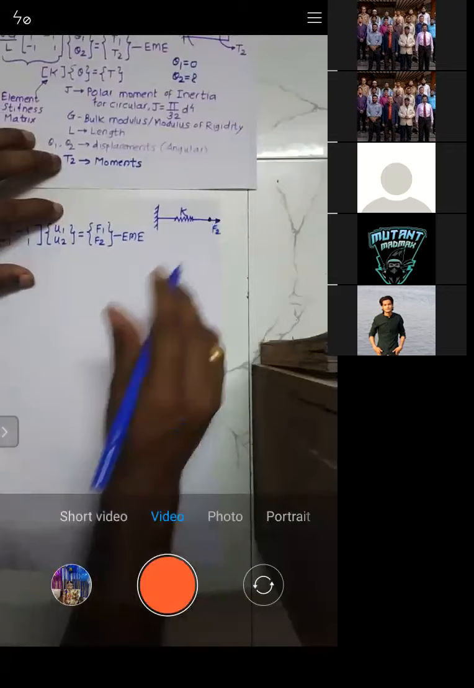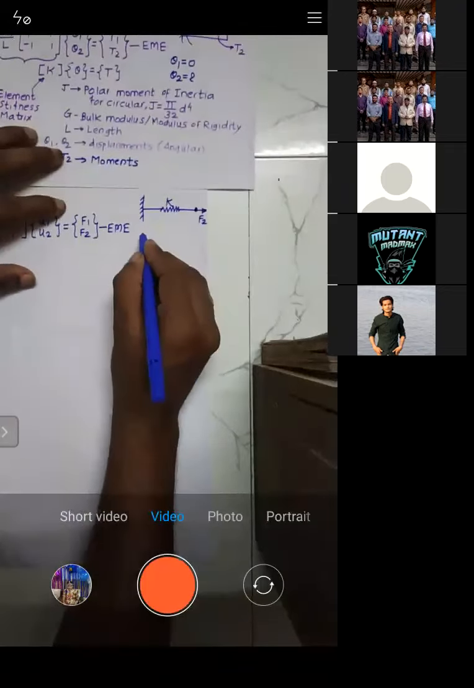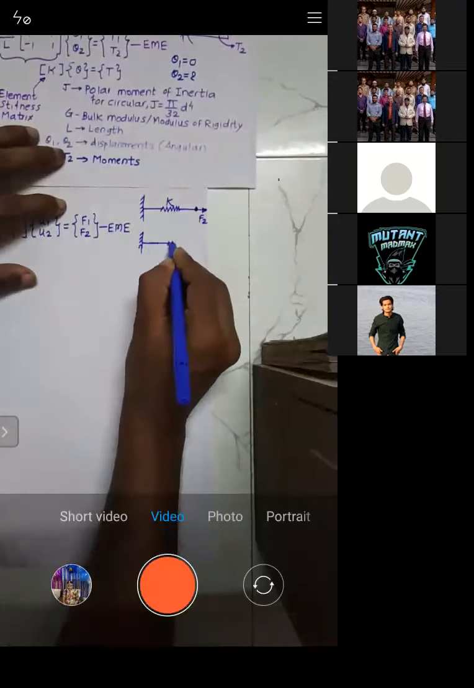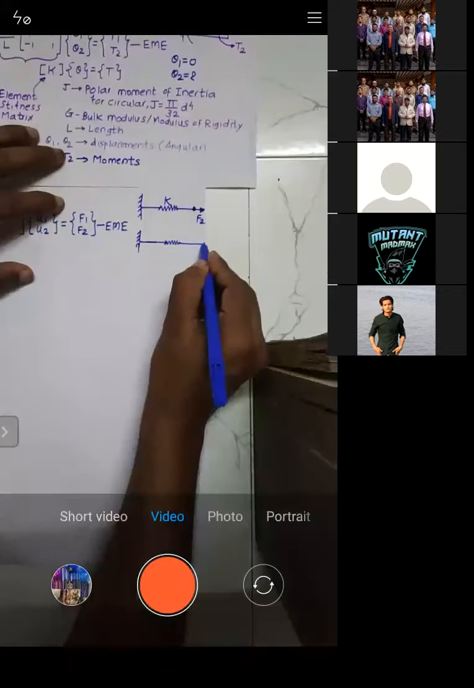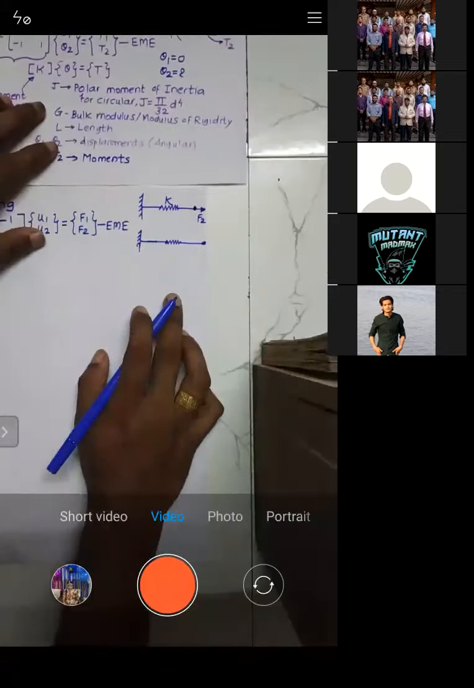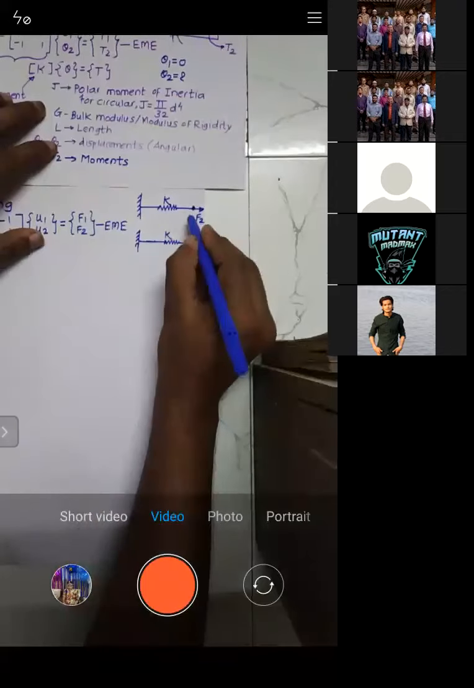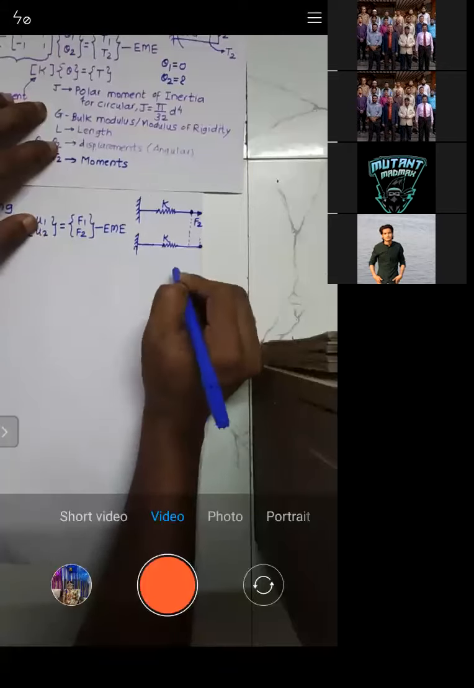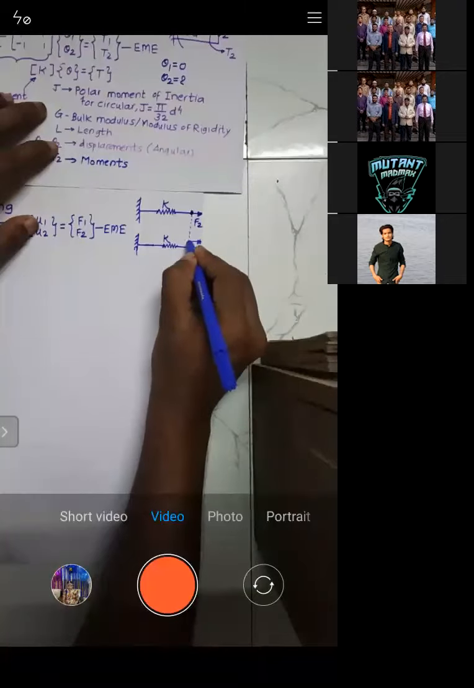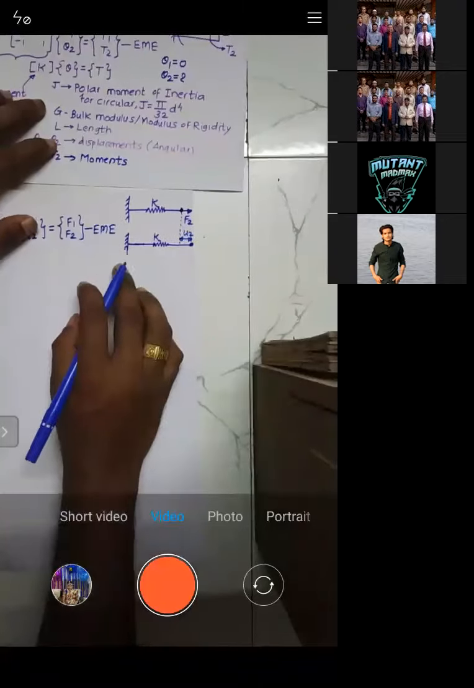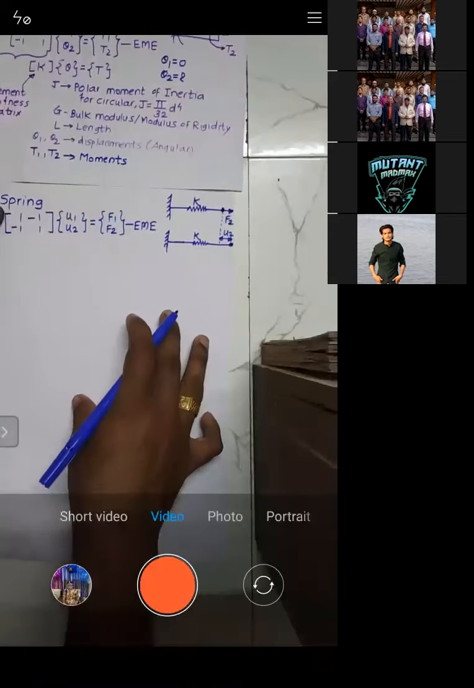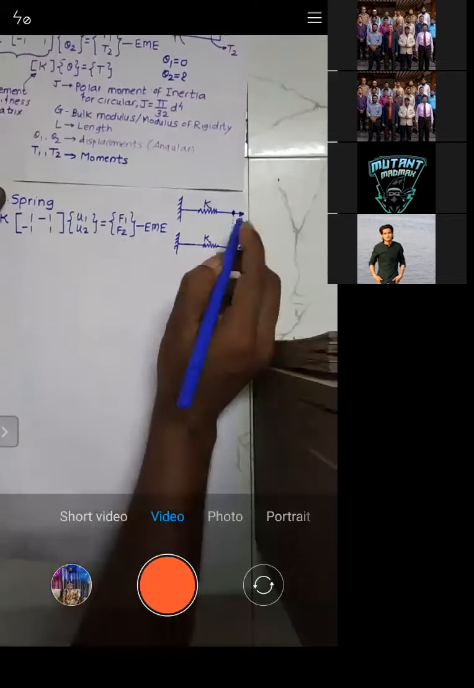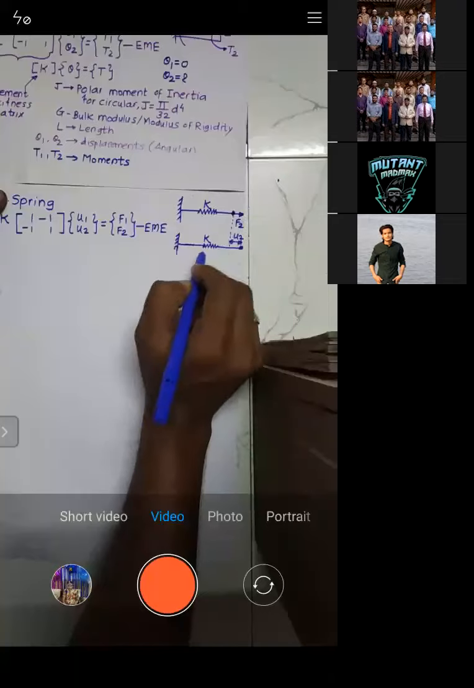So what happens when you apply the force to this particular spring? The spring will get displaced like this. This is the initial position, and this is now the final position, right? The difference between initial and final position is nothing but the displacement of the spring, right? How much the spring can elongate or how much it can compress. The force is tensile, that's why the spring will elongate.